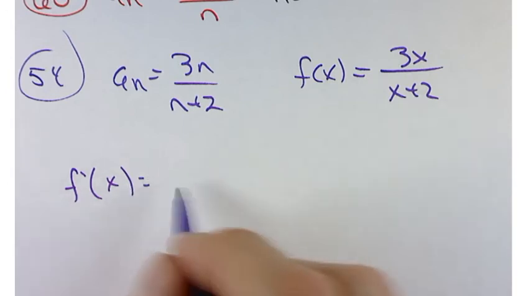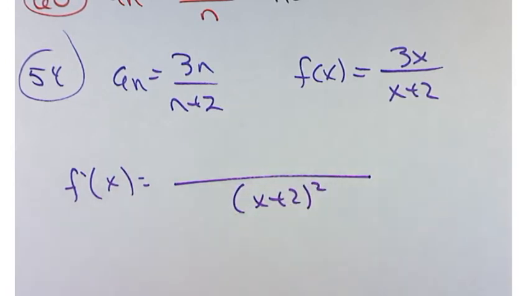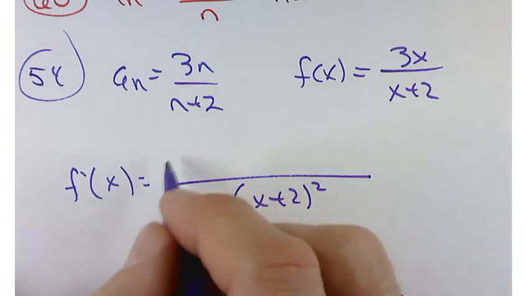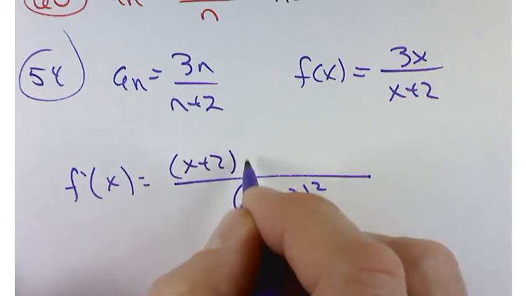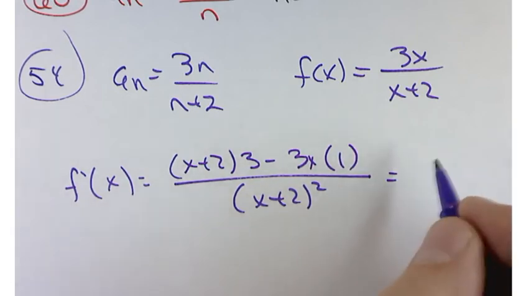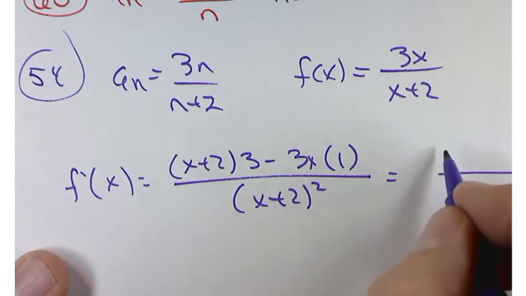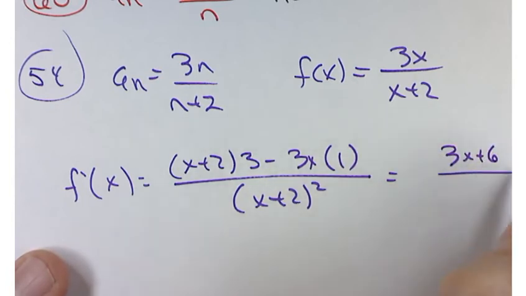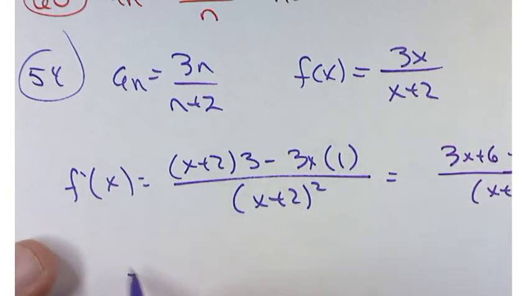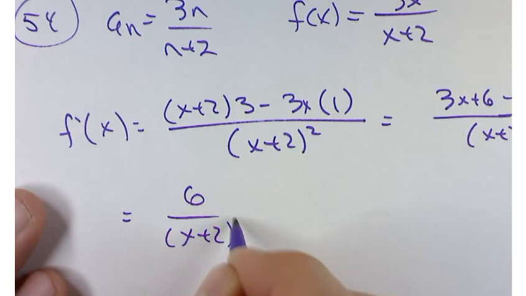Parth, what rule do I have to use to differentiate this? Quotient rule. Said with enthusiasm. Thank you. So start with the denominator. You square the denominator, and then the denominator times the derivative of the numerator minus the numerator times the derivative of the denominator. So let's see what we're going to get. That's going to give me 3x plus 6 minus 3x over x plus 2 squared. So it's going to give me 6 over x plus 2 squared.